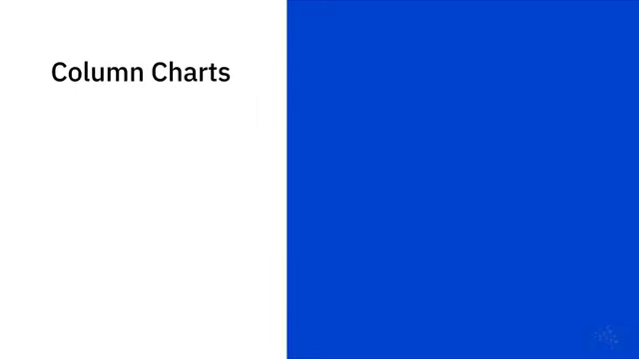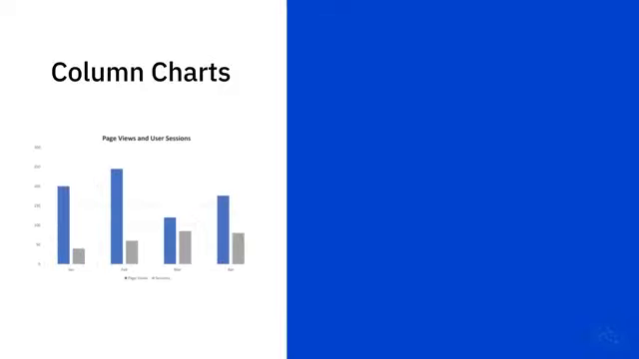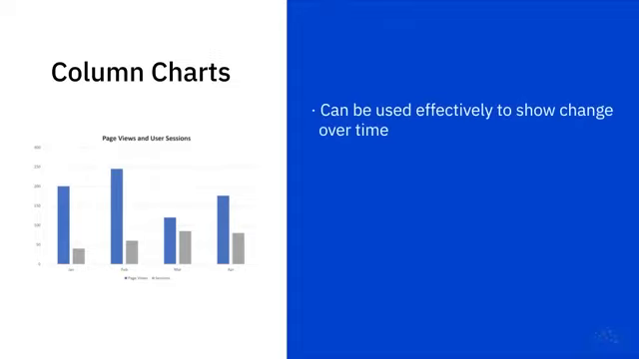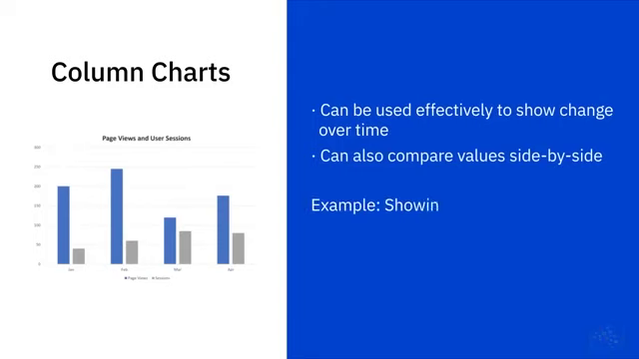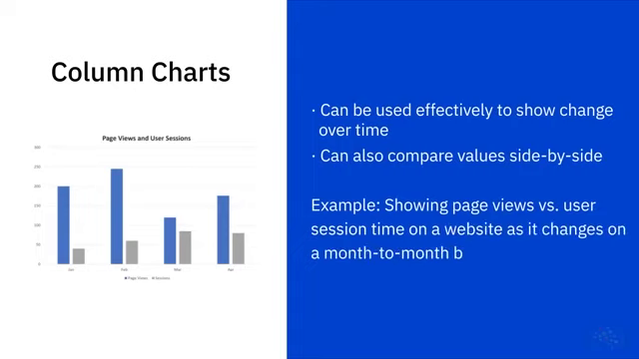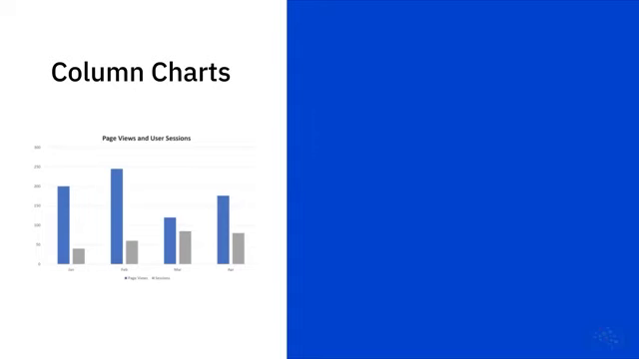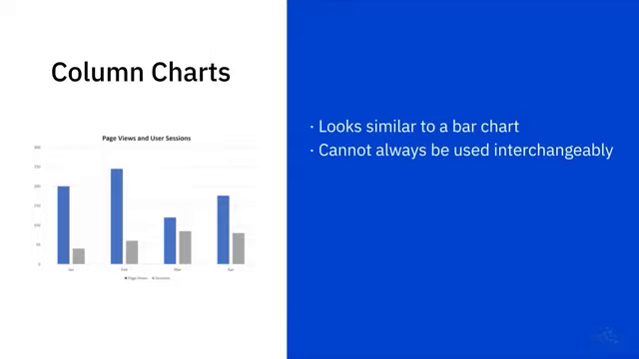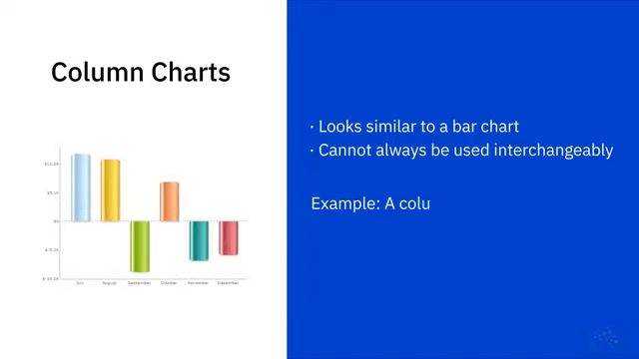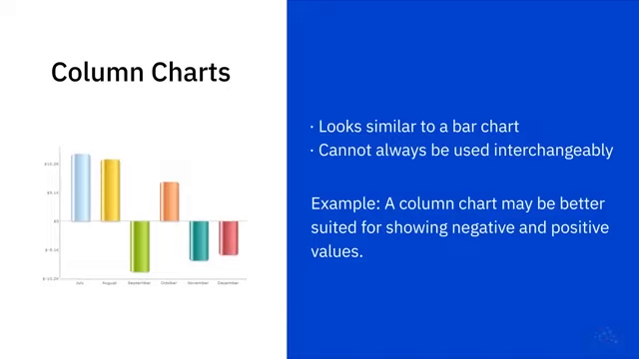Would you like the graph to appear vertical and not horizontal? Then column charts would be a great pick. This type of chart can be used quite effectively to show change over time and to compare values side by side. For example, showing page views versus user session time on a website as it changes on a month-to-month basis. While this type of chart looks similar to a bar chart, they cannot always be used interchangeably. For example, a column chart may be better suited for showing negative and positive values.